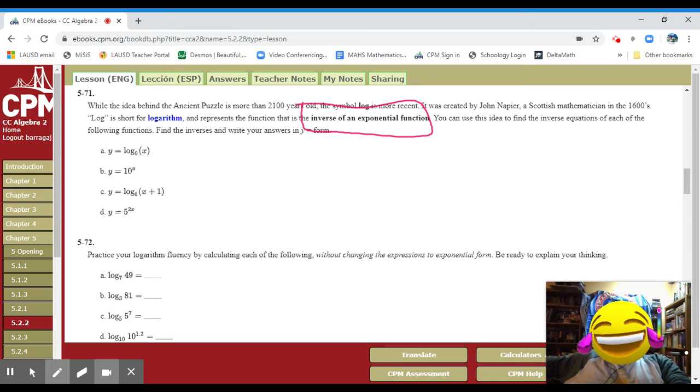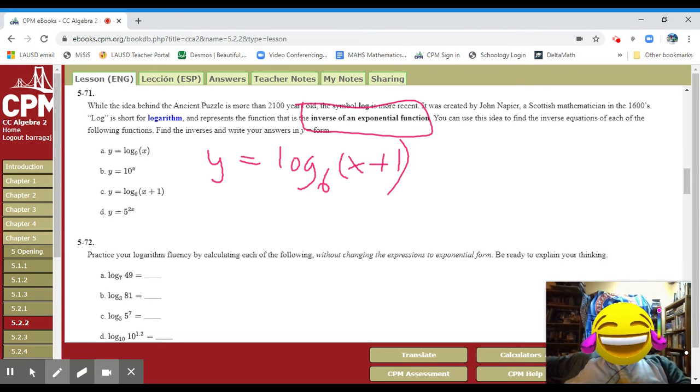So let's go with C. Now this is a little different. A and B were pretty straightforward, right? We have log base 6 of x plus 1, okay? All right. Well, here's the problem with this one. You have that plus 1, so it's not that easy of a change. So we're going to have to change it, right? But it's not going to be as simple as you guys remember.